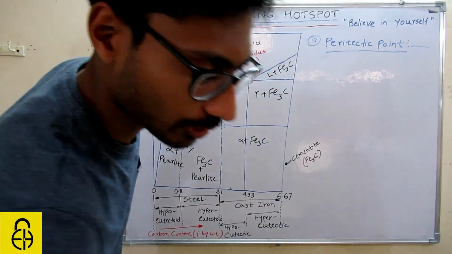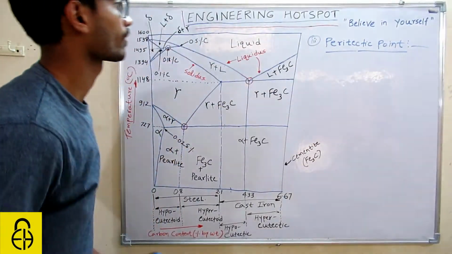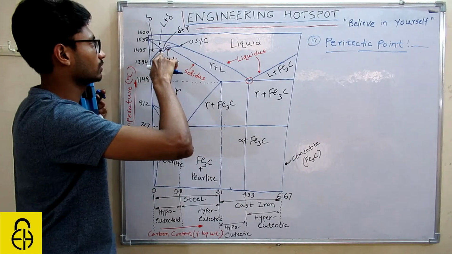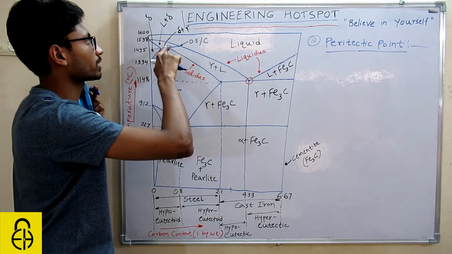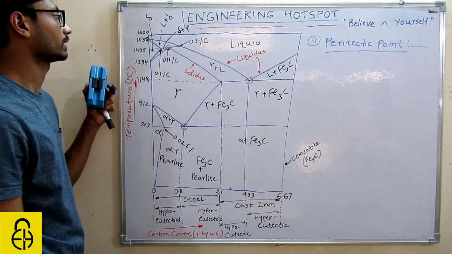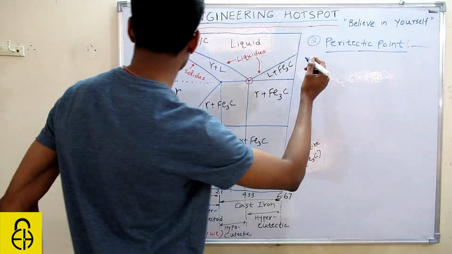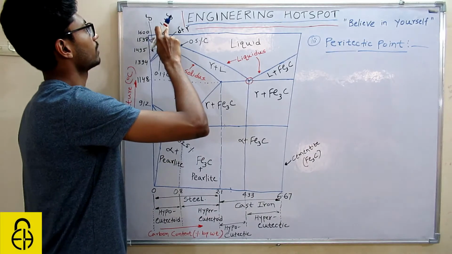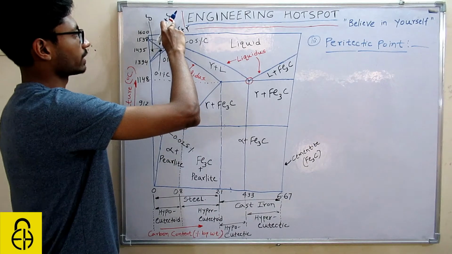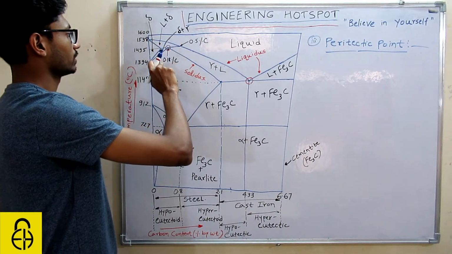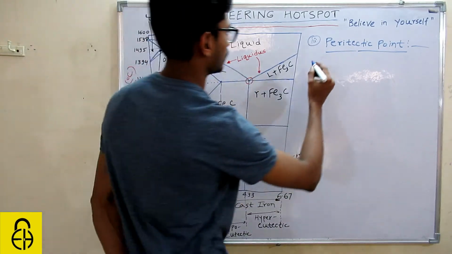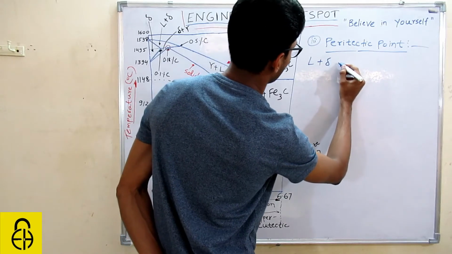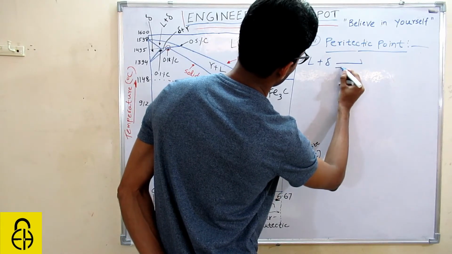So what is peritectic point? Peritectic point, you can see I have circled this one also. At this point, the peritectic reaction will occur, and this point is called peritectic point. So what will happen? You can see we have liquid plus delta iron, and if you cool it, you will get gamma. So liquid plus delta on cooling.